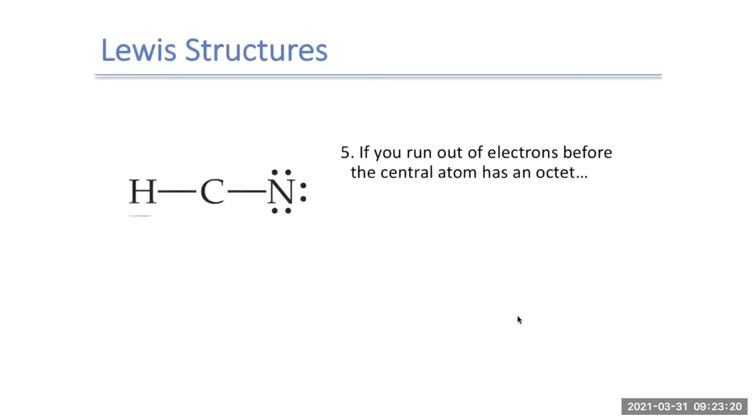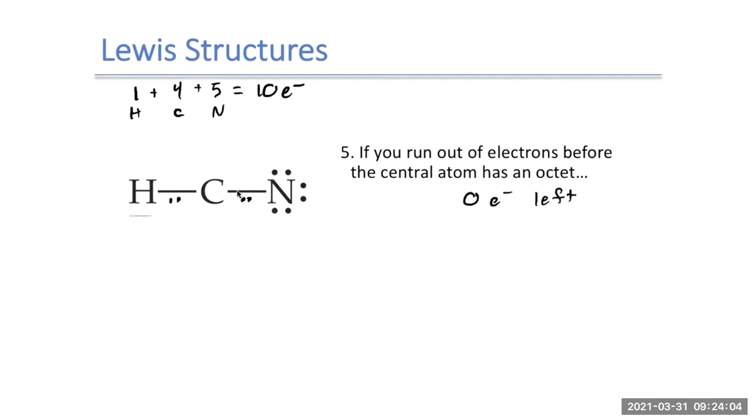My next step is, what happens if we run out of electrons? Let's say we're looking at HCN. For HCN, I get 1 valence electron for the hydrogen, 4 for the carbon, 5 for the nitrogen. That gives me a total of 10 valence electrons. And we can see here I've drawn 1, 2, 3, 4, 5, 6, 7, 8, 9, 10. I've used up all my valence electrons, so that means I have 0 electrons left.